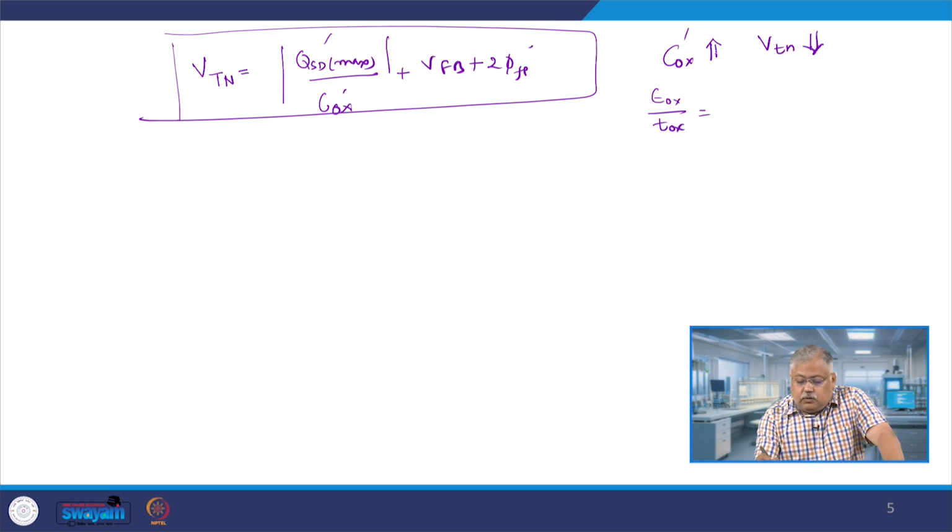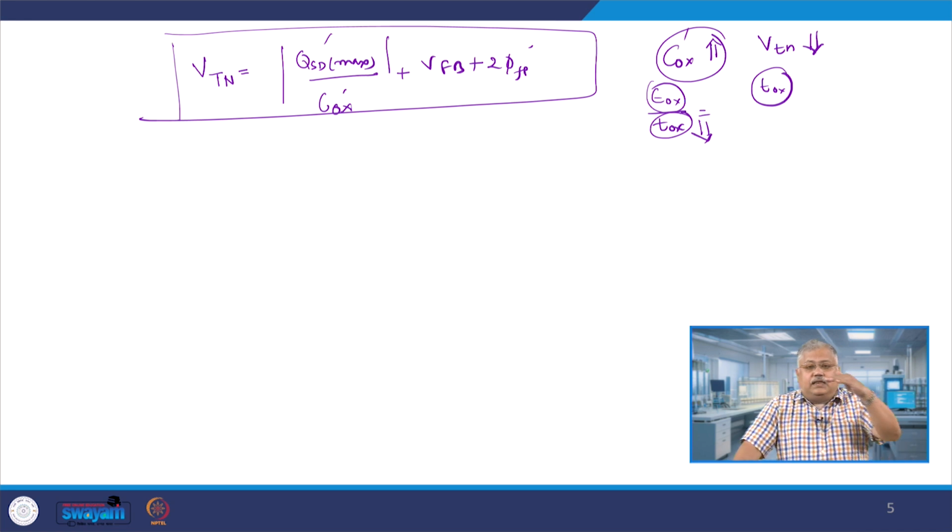This will only increase when T ox reduces, because epsilon ox is almost constant. When the oxide thickness keeps reducing, you bring the gate closer to the channel, and therefore you have better control over the channel. That is the reason your threshold voltage shows a drop. So, this is one fundamental, first-principles way to design low threshold voltage devices.